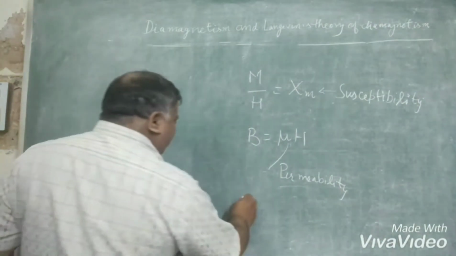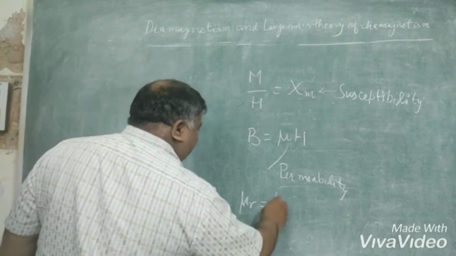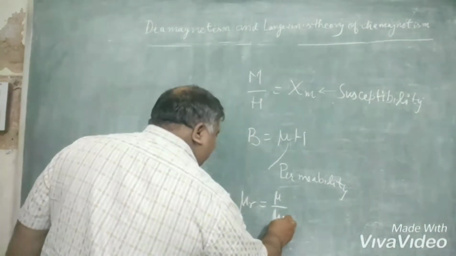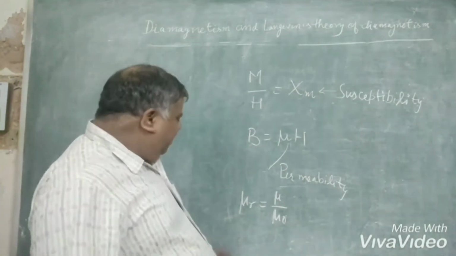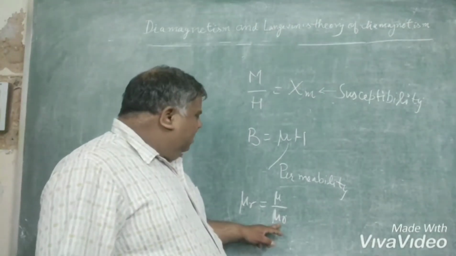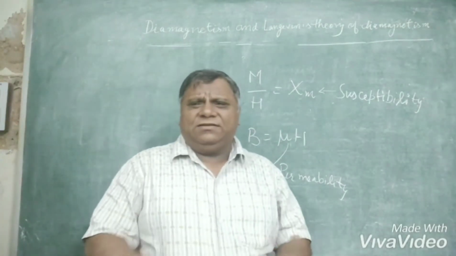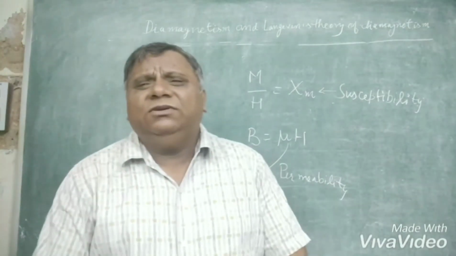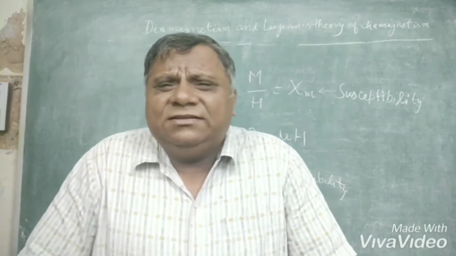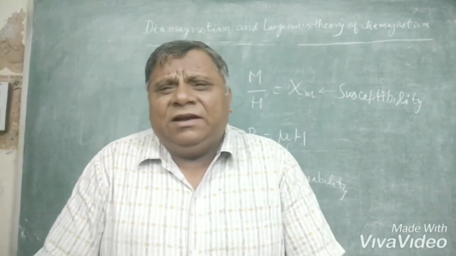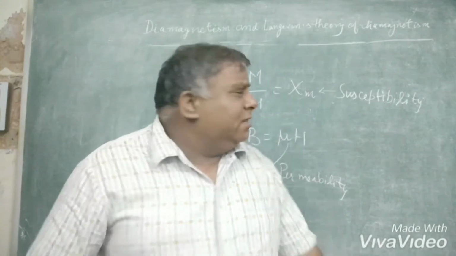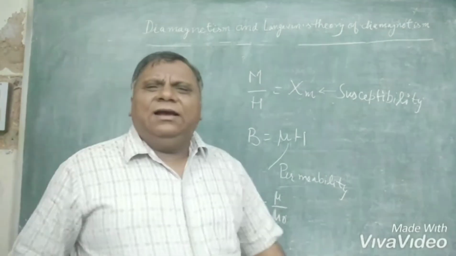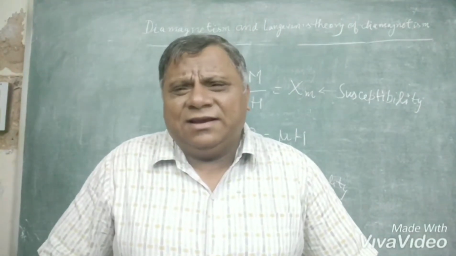Again, we define the relative permeability, where mu naught is the permeability of free space. Now, the diamagnetic materials are characterized by a negative and small susceptibility. Permeability is generally less than 1.